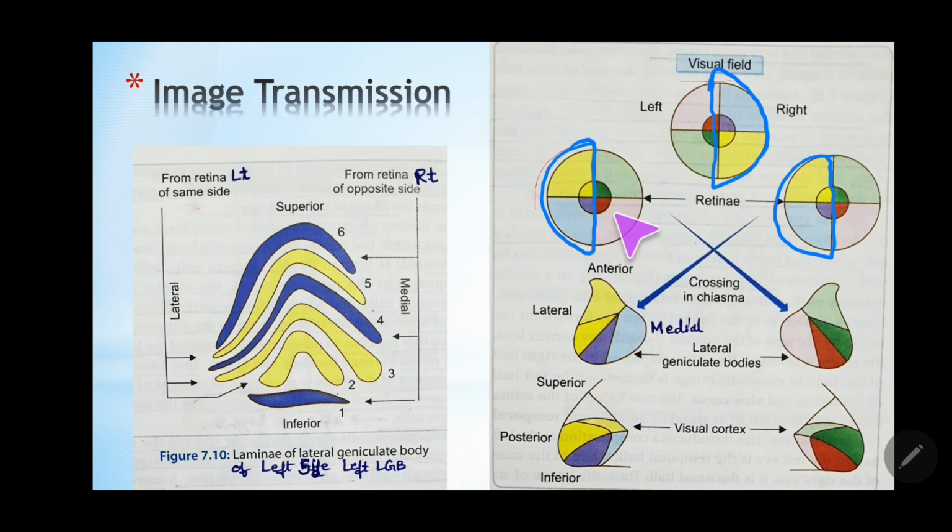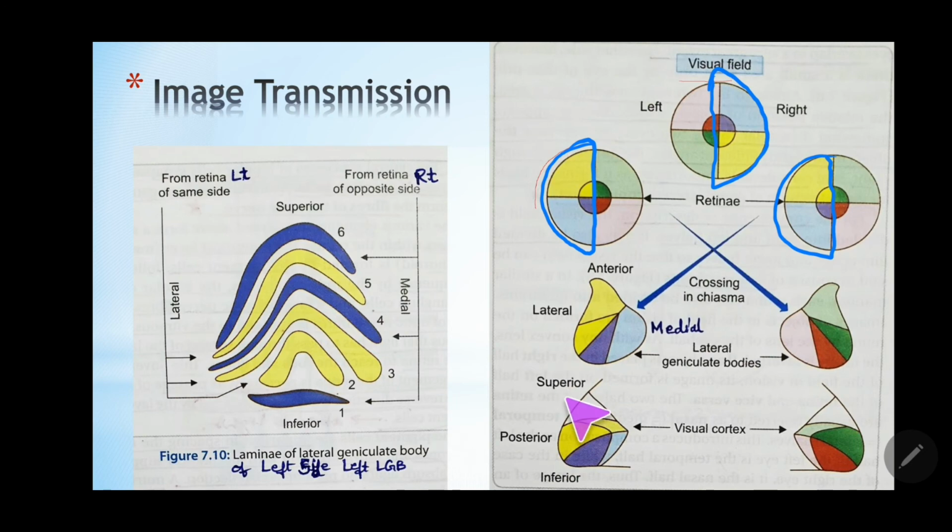While the macular fibers, now you see the macular fibers, they have reached the LGB and are occupying the central position and are more posteriorly placed, and they occupy a bigger area. So these are the fibers from the upper quadrant of the same side, and these are the macular fibers from the lower quadrant of the same side. They will be transmitted here in the posterior portion of the LGB, right.